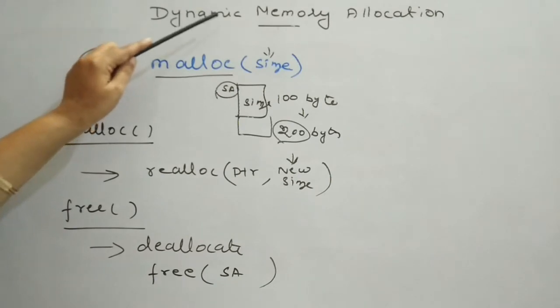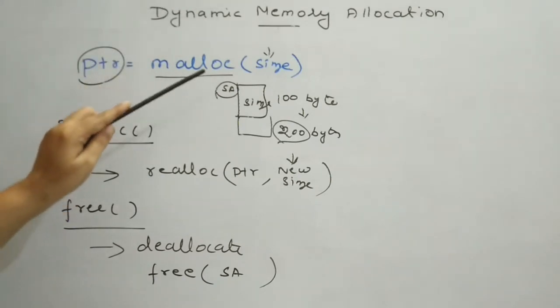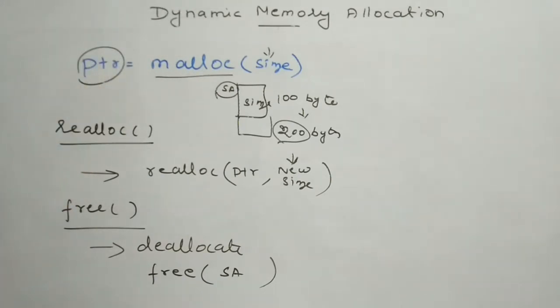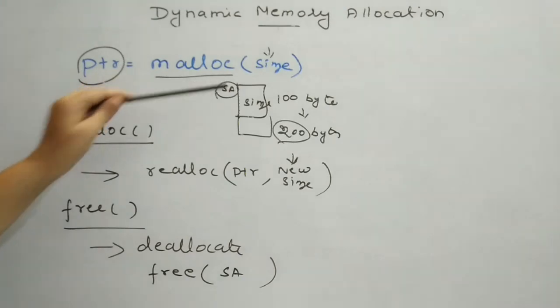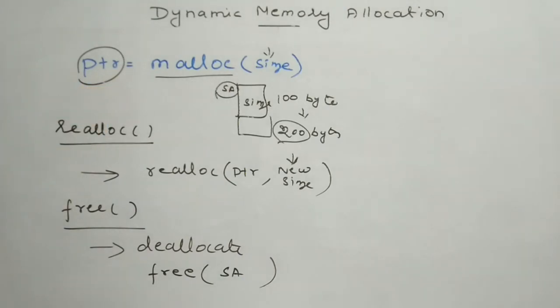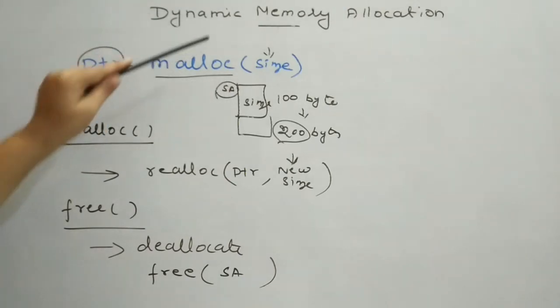Dynamic memory allocation is used if I want to allocate memory addresses during execution time of my program. What is the need for dynamic memory allocation? If I want to allocate memory addresses during execution time or runtime of my program, and also if I want to resize the memory already allocated, I can make use of dynamic memory allocation.